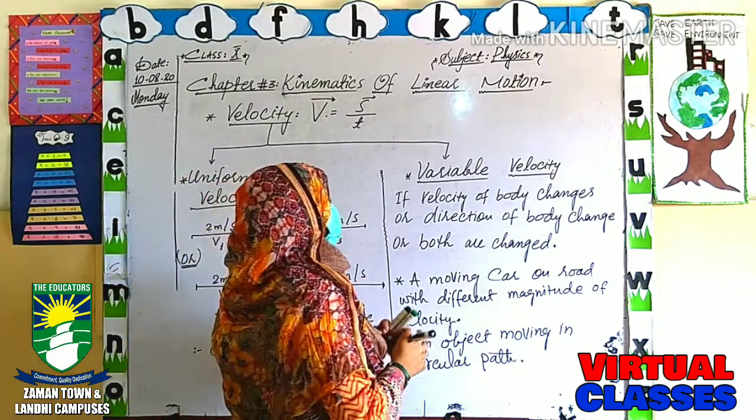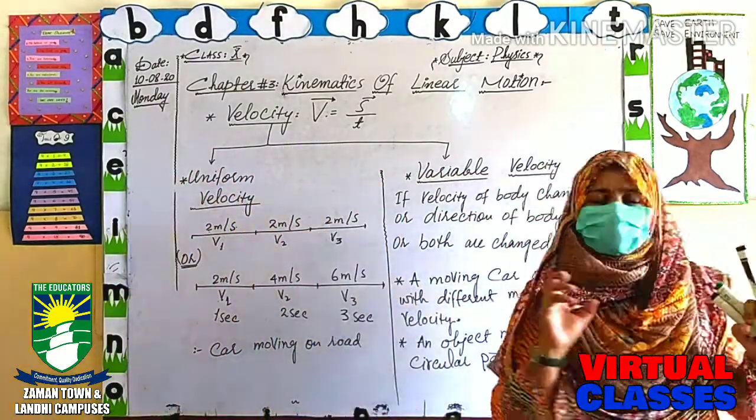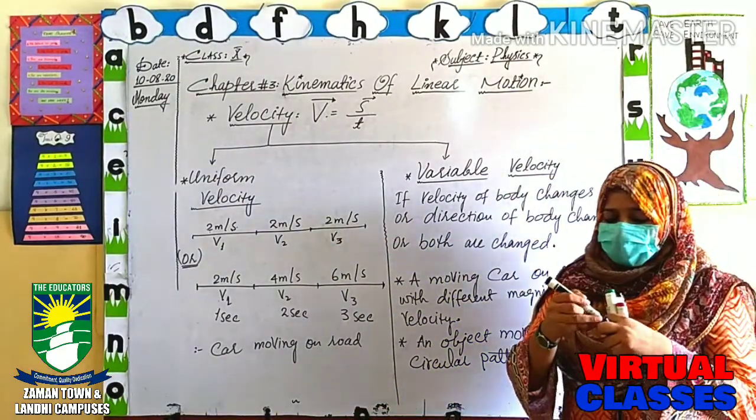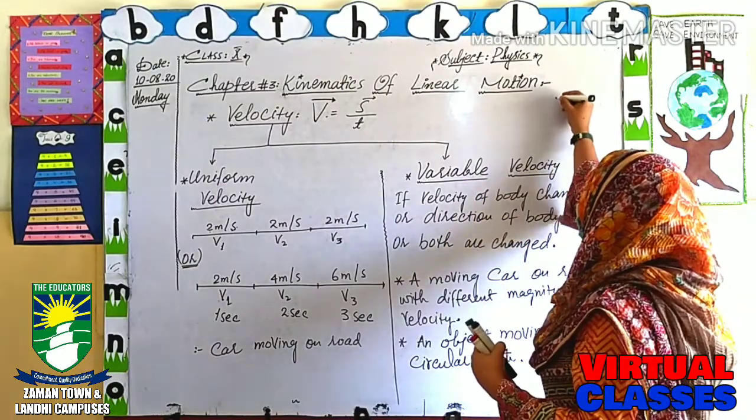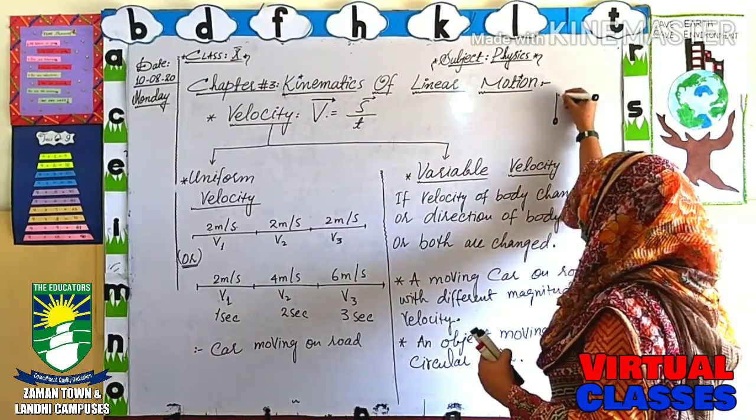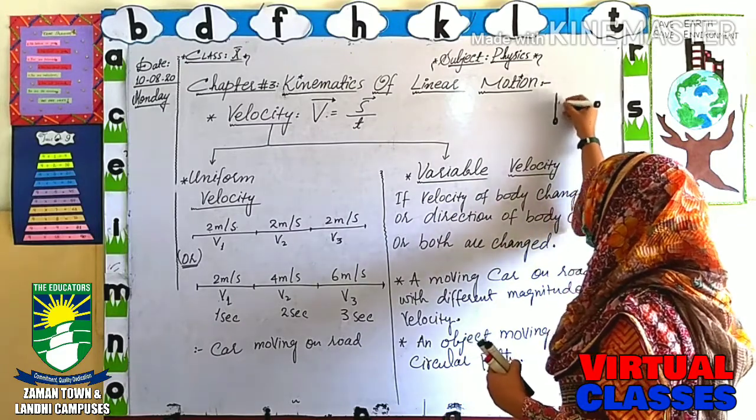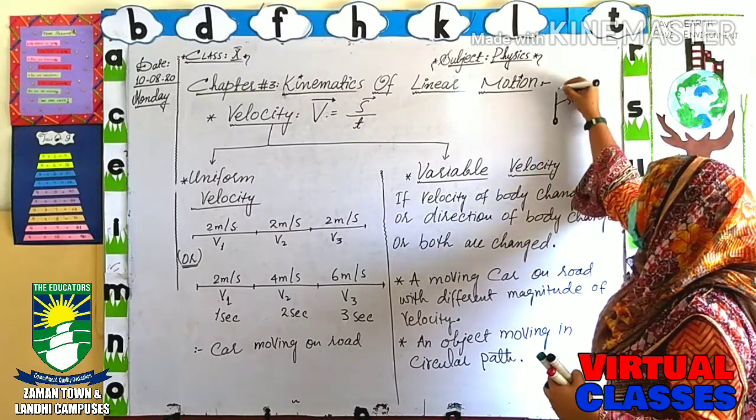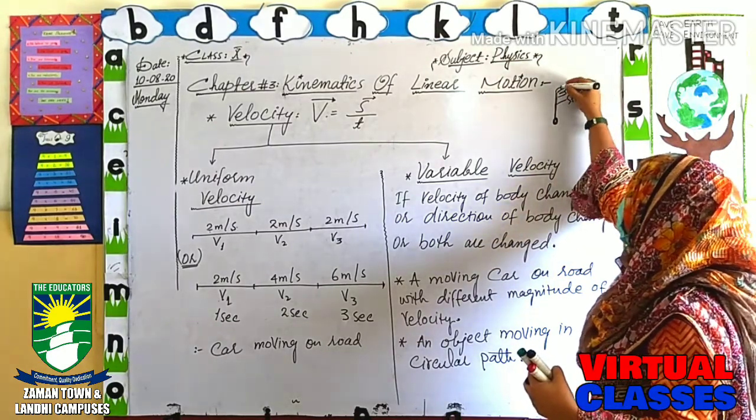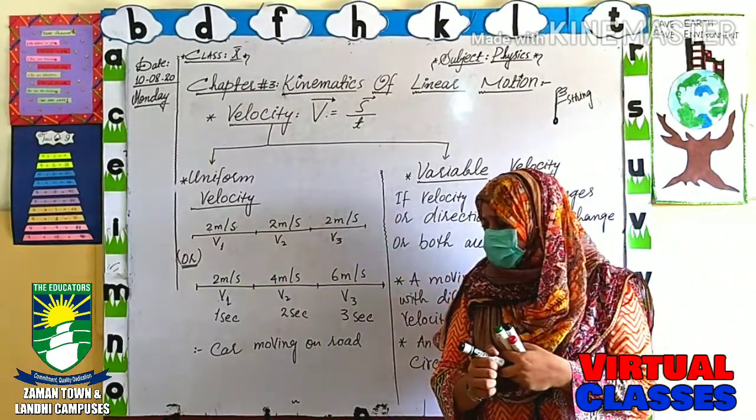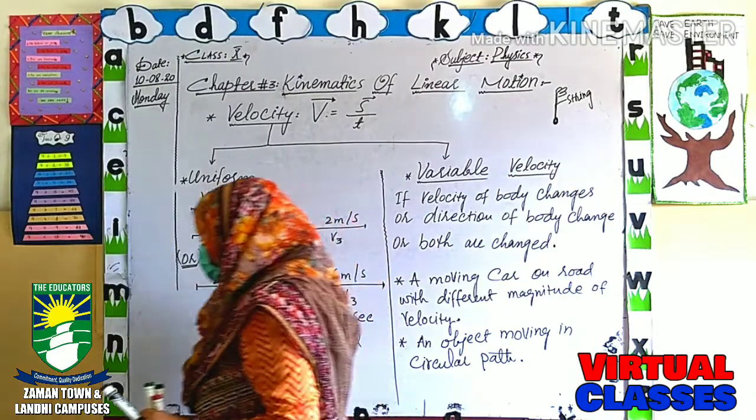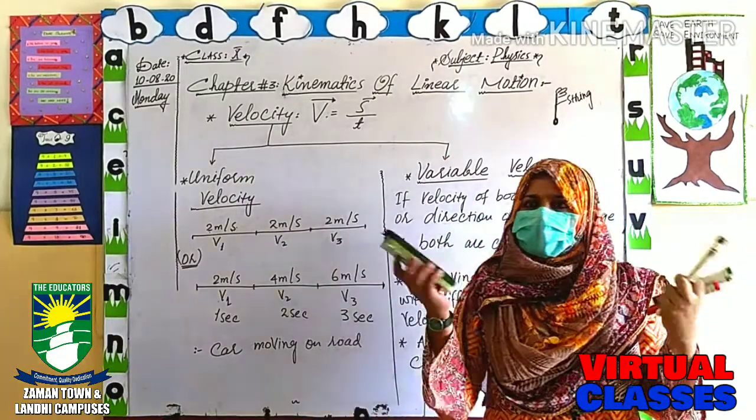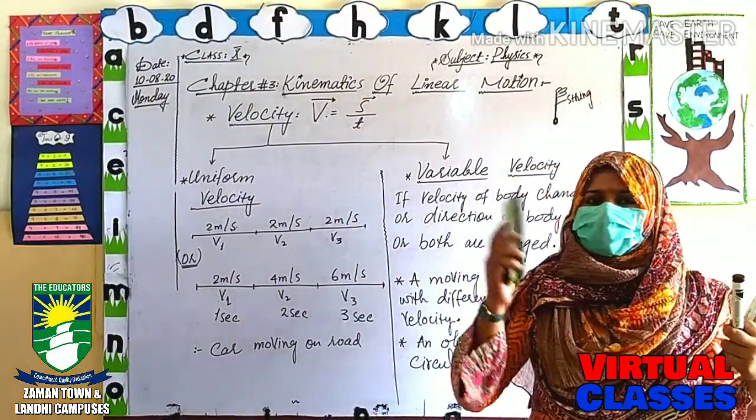An object moving in a circular path. Suppose you are rotating a ball which is attached with a string, and you are just rotating it in a circular direction. In this way, if you rotate this ball and slow down the speed of your hand, the ball will not move in the circular path properly.